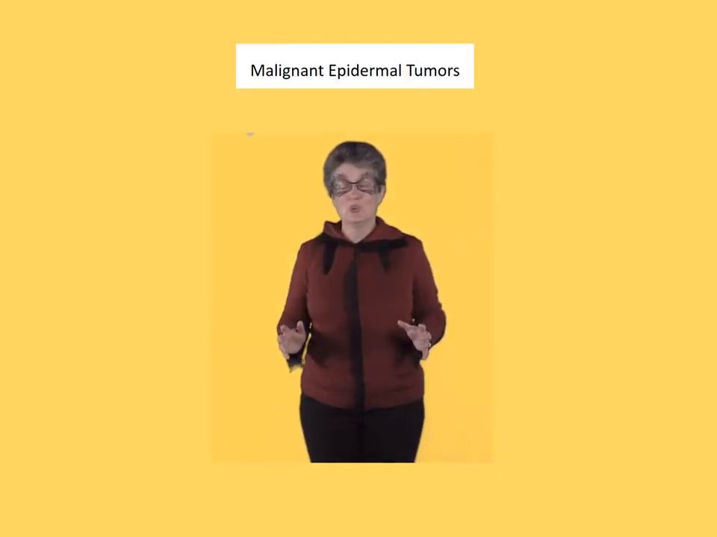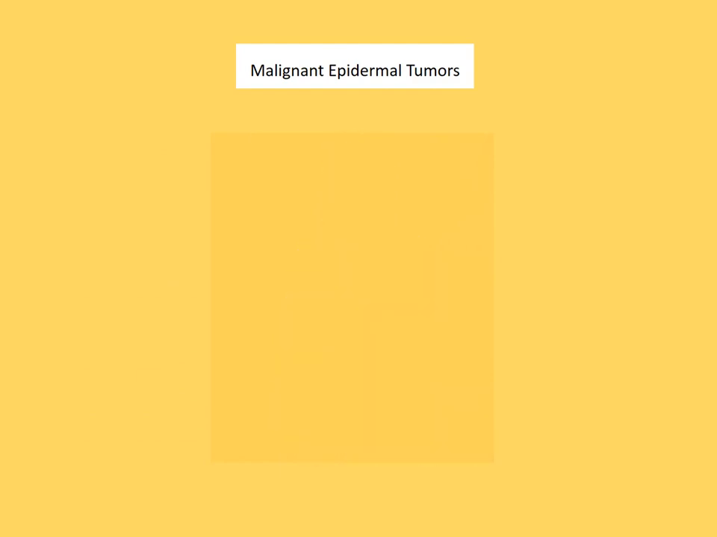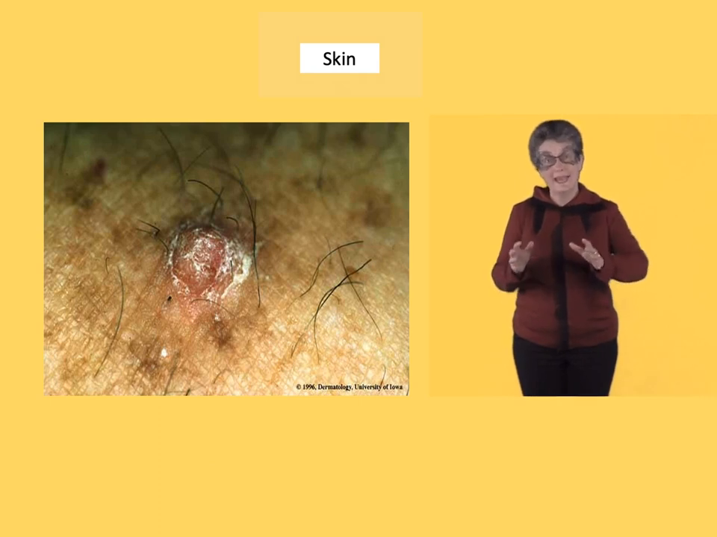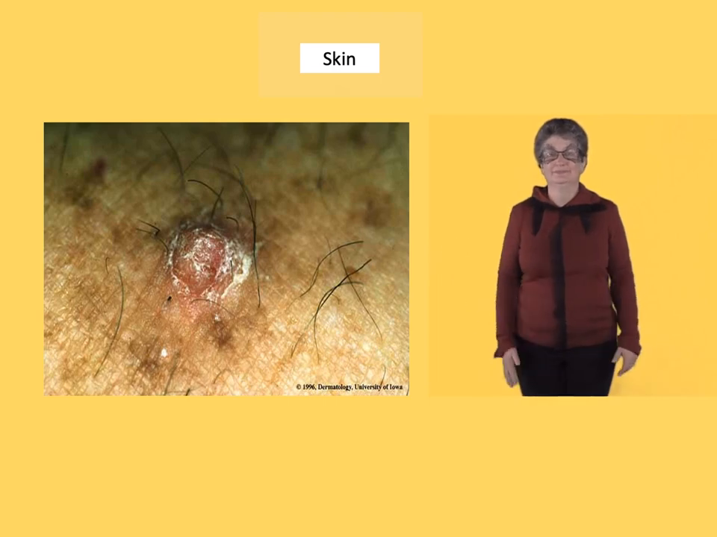That brings us onto a consideration of malignant epidermal tumours. There are two that you need to know about: squamous cell carcinoma and basal cell carcinoma. This patient has a buildup of keratin on the skin, forming a keratin horn. From the view here, we don't know whether this is an in situ squamous cell carcinoma or an invasive squamous cell carcinoma.